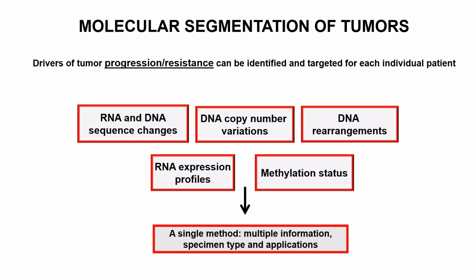So, using a single method, we can obtain multiple different pieces of information, and this information could be obtained from different specimen types and for different applications.